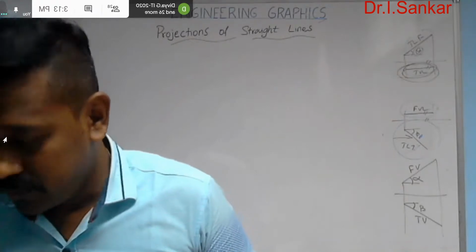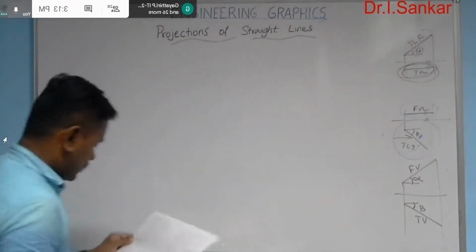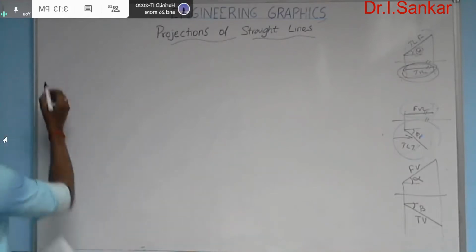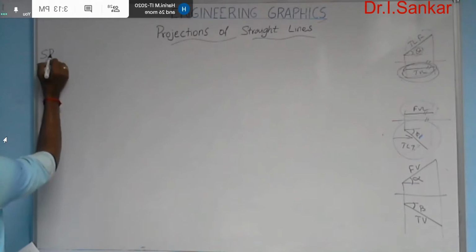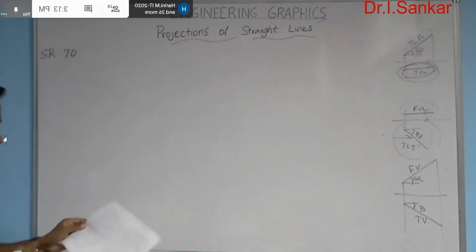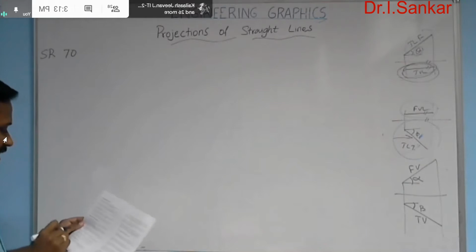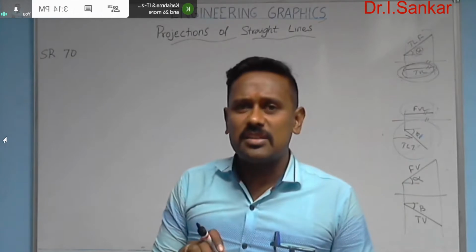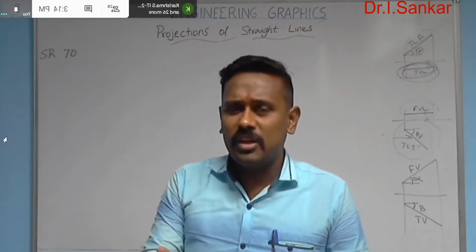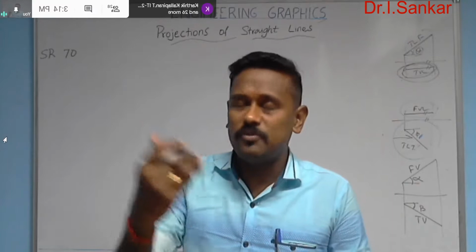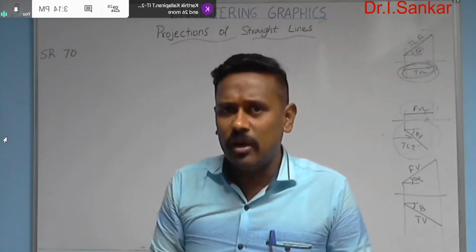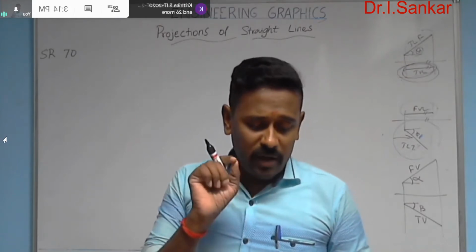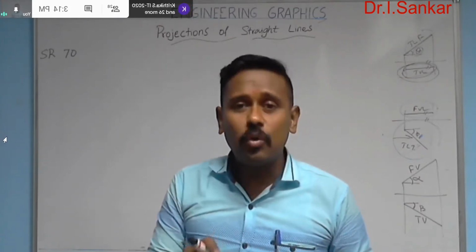Let me mark the given data. One end S of a line SR 70 mm. That is, the length of the line is 70 mm and the name of the line is SR. Okay. And the end S is in both HP and VP. See here, the location of the end S is not given with any distance with respect to HP or VP, above HP, in front of VP. In this way, no distance is given. Instead of that, it's clearly mentioned that point S, that is the end S, is in both HP and VP.